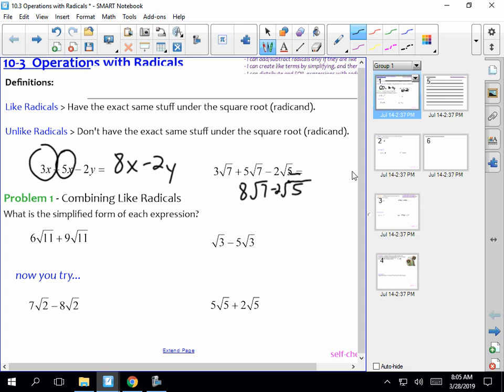All right, so let's combine some like radicals. We've got 6 root 11 and 9 root 11. You're going to add the 6 and the 9 to get 15, and then just attach the root 11. The next one, we're subtracting them. There is an unwritten 1 in front of that first radical expression. 1 minus 5 gives me negative 4, and then attach the root 3. Why don't you try the ones below here, and I'll put the solution up.